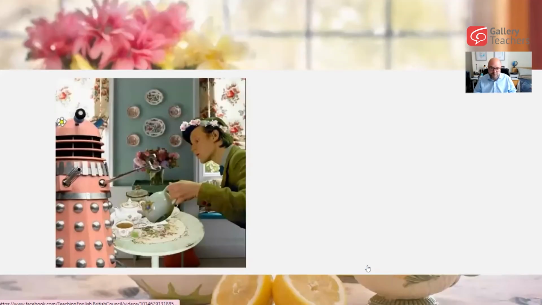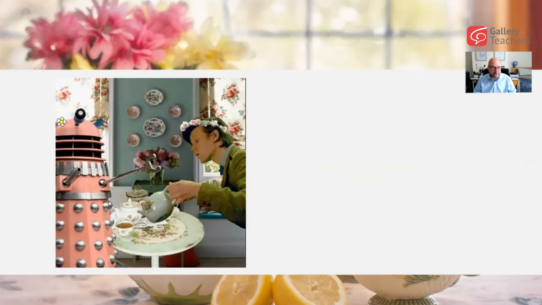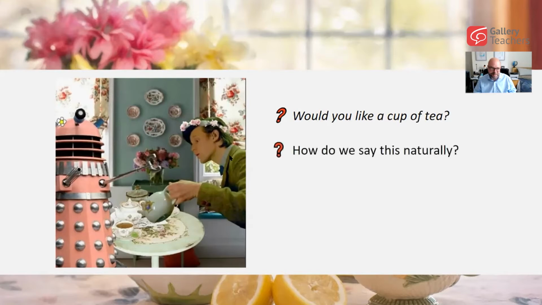So if we look at this picture, a slightly unusual one, it's the photograph that we want to focus on. We've got a Dalek here, dressed up in pink, and something to drink, and someone offering the Dalek a drink. So the question is, what do you think the person in green is saying to the Dalek? And if you came up with the answer, would you like a cup of tea? Well done. Absolutely. A very English thing to say, I think. But the question here is this. Would you like a cup of tea? How do you, as the teacher, say this naturally?